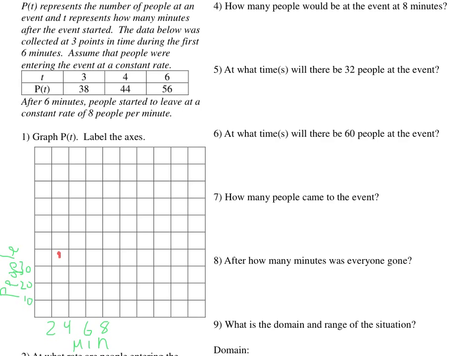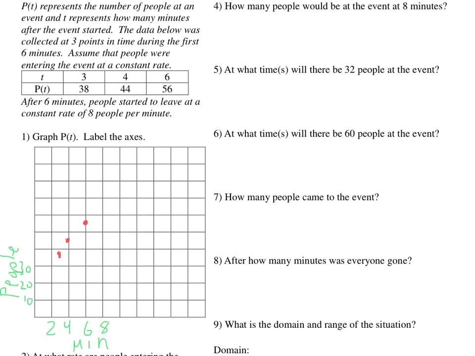And then 4 is 44, so 4 would be up 44. So 4 would be somewhere around there. And 6 would be 56. If we look at this carefully, you've got to be careful because remember, you're going by tens. So 56 would be somewhere around there. All right, so those are my 3 values I'm given.